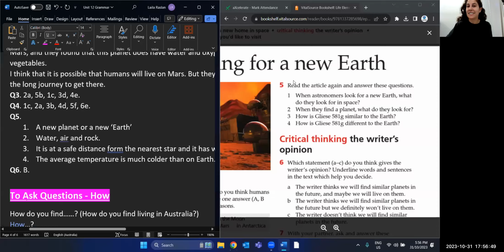Okay, so let's look at the answers. We've read the, hi Fernando. So we read the article on page 147 again. When astronomers, remember people who study the planets and the space, when they look for a new planet, somewhere similar to Earth, where humans can live, what do they look for? For humans to live, yeah? But what? What do they look for?